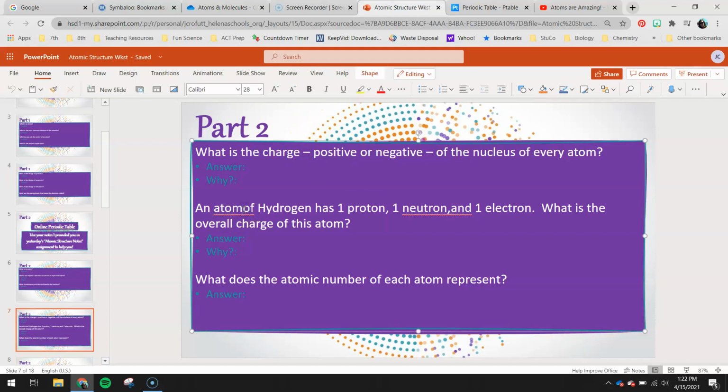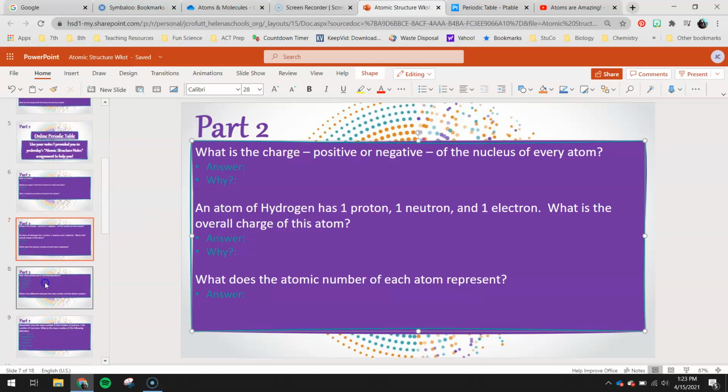Okay, next one, an atom of hydrogen has 1 proton, 1 neutron, and 1 electron. What is the overall charge of the atom? So again, if it has 1 proton, 1 neutron, and 1 electron, think of the charges. You could almost do this like a math problem where you have positive numbers and negative numbers and you add them up. What would your charge be? And then what does the atomic number of each atom represent? Again, that's directly from your notes.